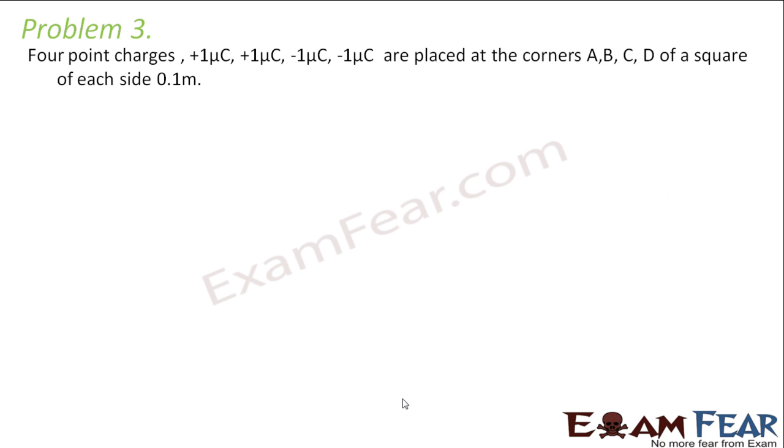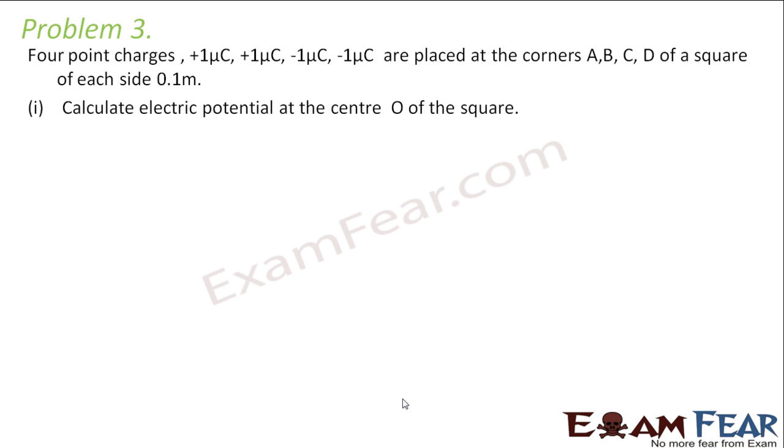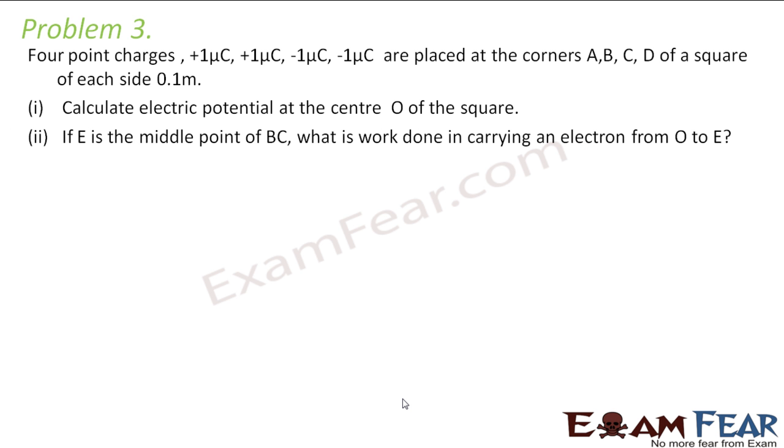Look at the third problem. It says 4-point charges plus 1 microcoulomb, plus 1 microcoulomb, minus 1 and minus 1 microcoulomb are placed at the corners A, B, C, D of a square of each side 0.1 meters. So we have to calculate the electric potential at the center. So let us first draw the figure to make things simple.